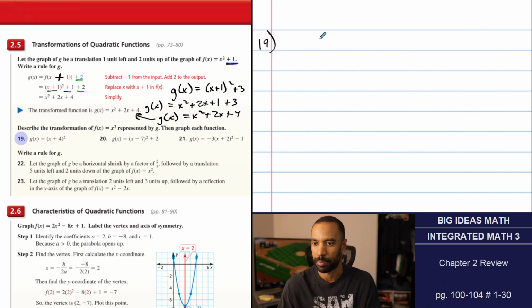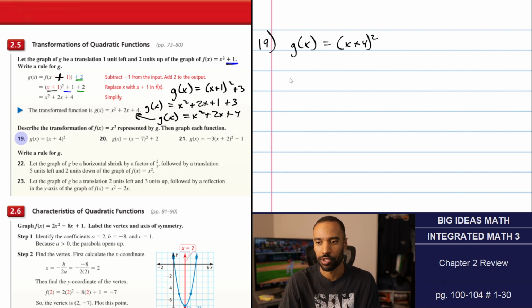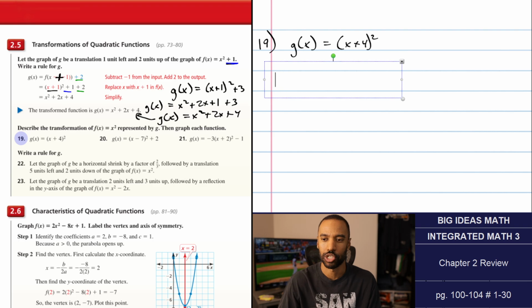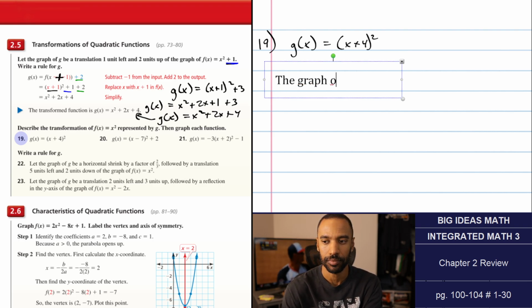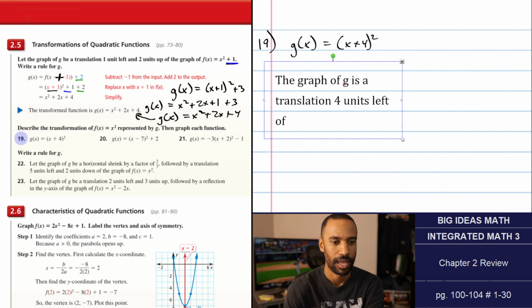So this is not the same type of question as the example. This is one where we already have the transformation in the equation, and we are going to do the graph. Now this one has the x + 4 inside of there. That's a transformation. It's a translation, excuse me. The graph of g is a translation 4 units left of f.